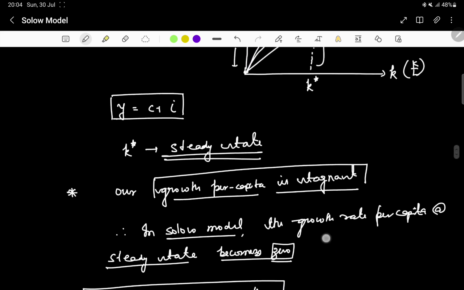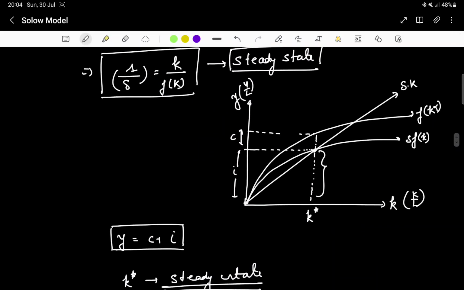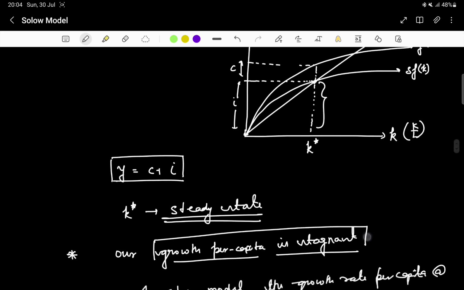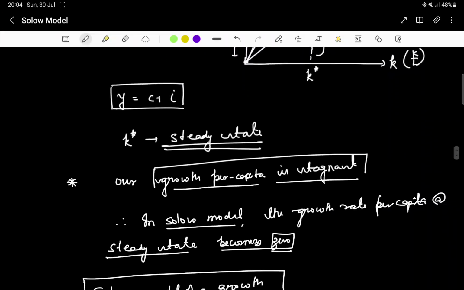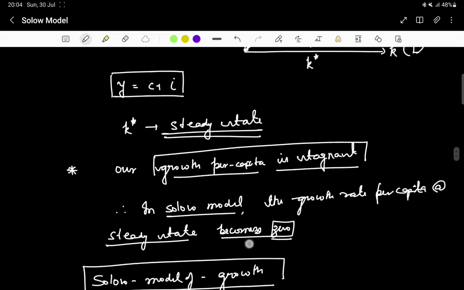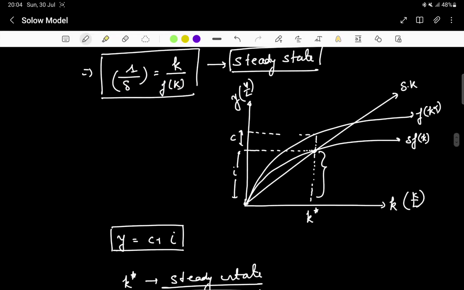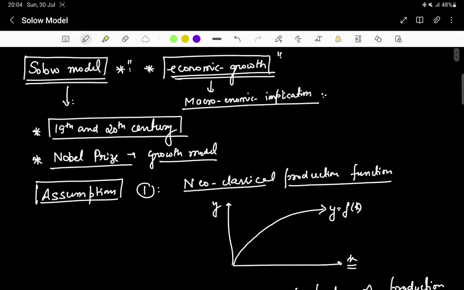There have been certain variants which said, what if the population grows with rate n, and what if there is technological growth. So these are the later variants. We will be looking at them in later lectures. In this particular session, I just want you to digest all this that I have just told you. Just start with the basic Solow model.